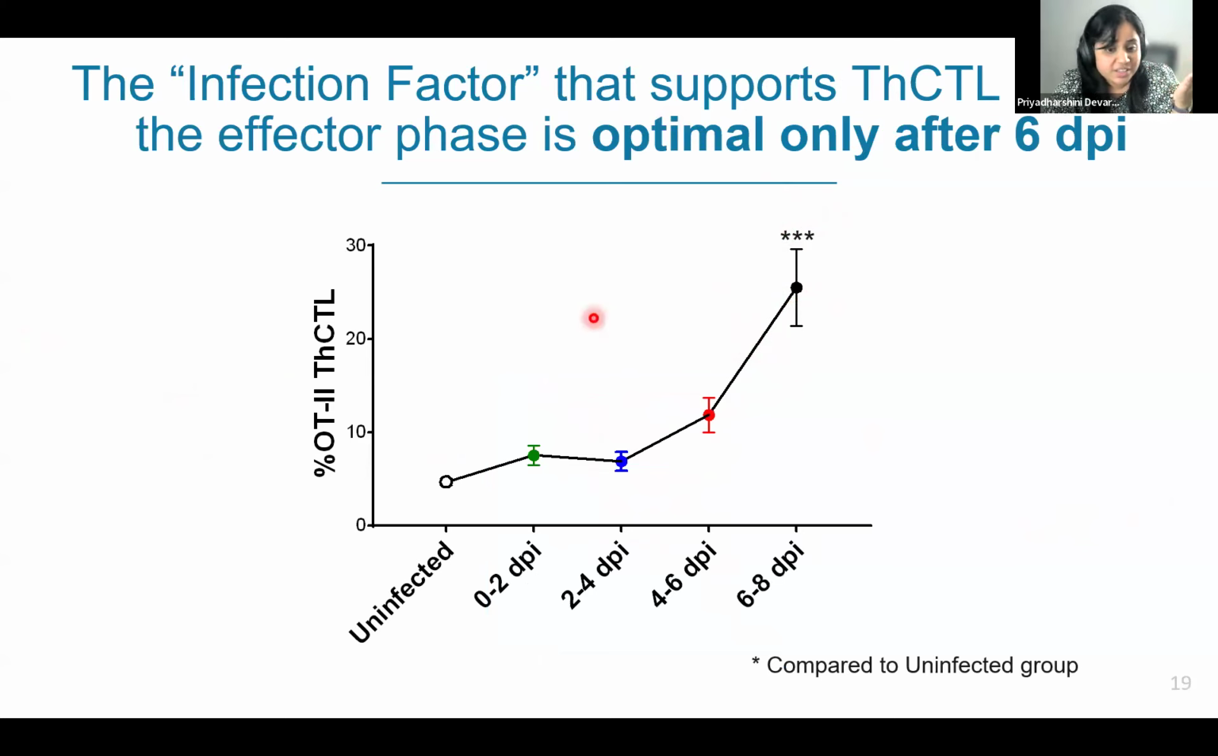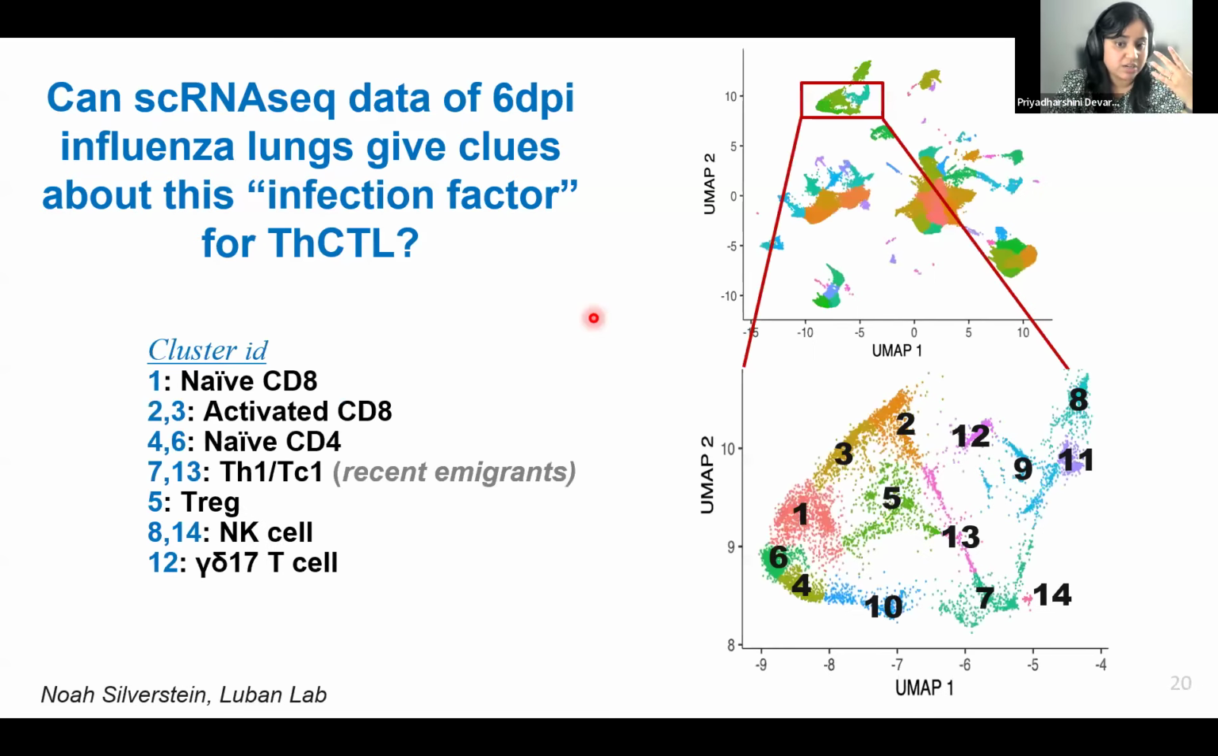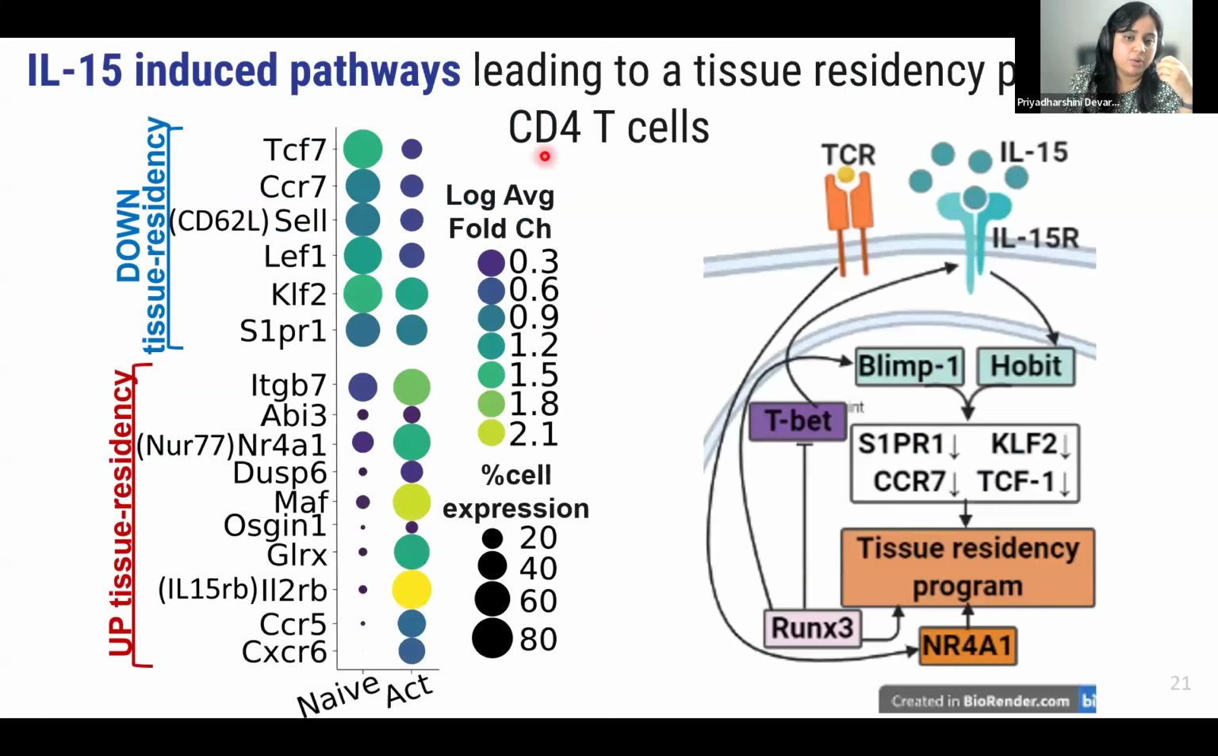So then we said, okay, then what is this infection factor again? And now that we have narrowed it down to the 6-day time point, we did a single-cell RNA-seq analysis of influenza-infected lungs. And what we found was that if we looked at CD4 T cells that had just reached the lungs at the 6 days when they begin to convert to TH CTLs, we saw that there was an IL-15 induced pathway that was driving a BLIMP1 and a tissue residency program. And this is interesting to us because in a previous paper by Marshall et al. in Journal of Immunology, we'd shown that BLIMP1 drives TH CTL differentiation.